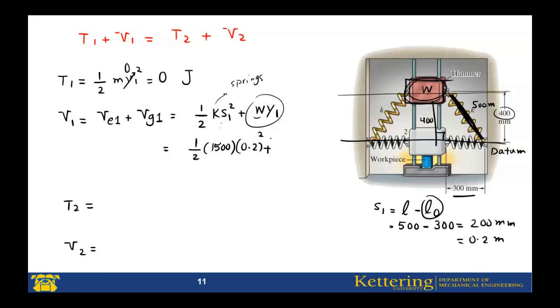Plus the weight of the hammer, it is 40 multiplied by 9.81. The height from the datum line is 0.4 meter. Isn't the energy of the spring double because there's two springs? Exactly. I want to ask this. The reason I left this space here is I want to see who knows and also detects my mistake.